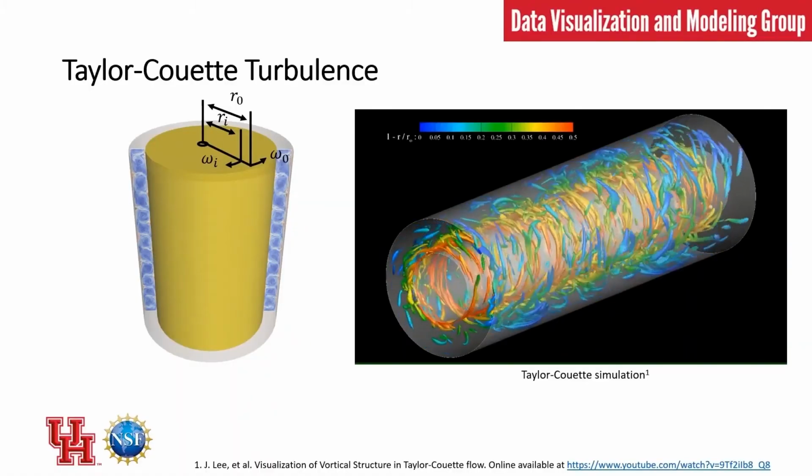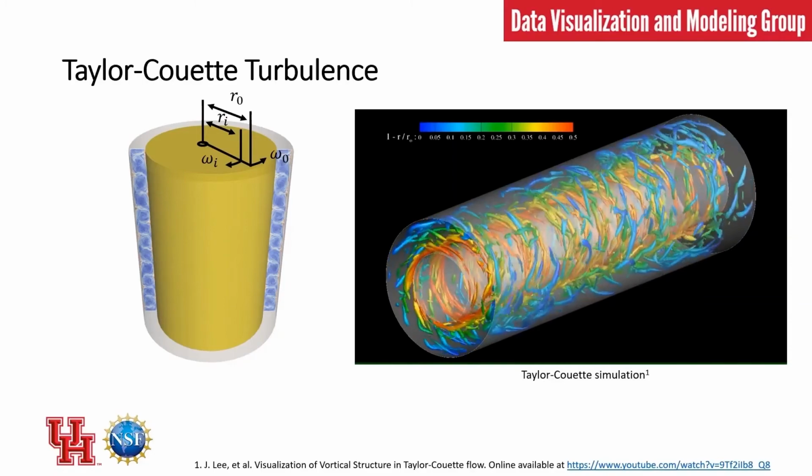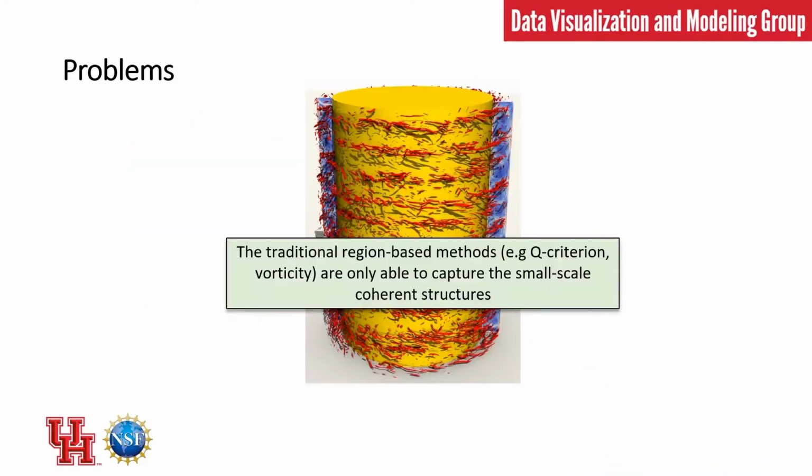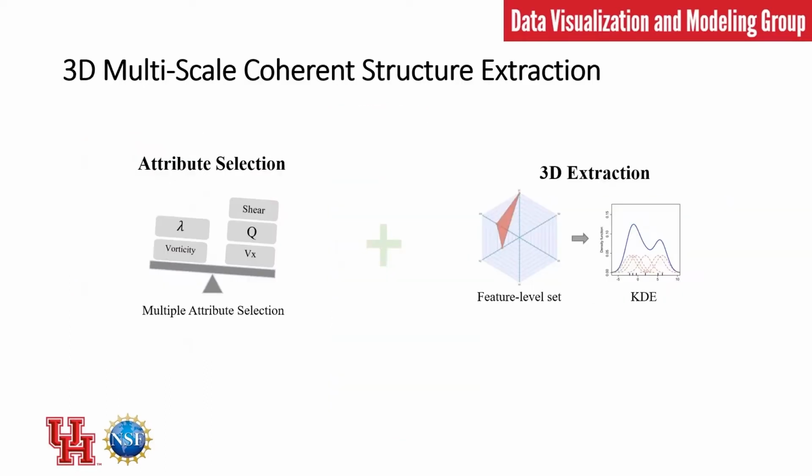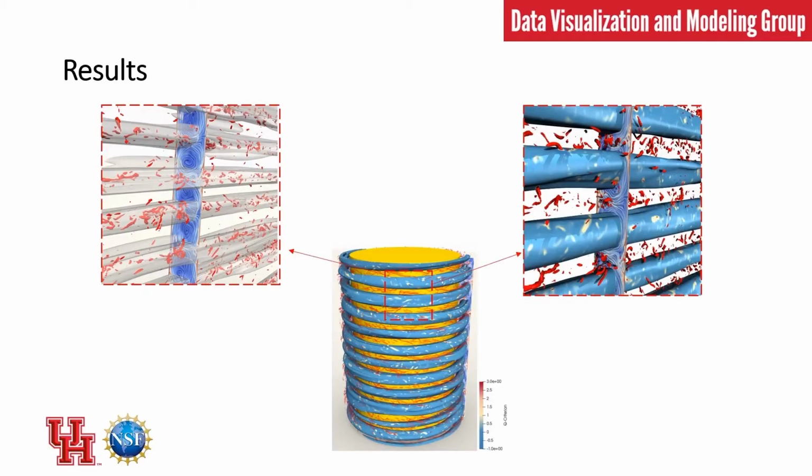Taylor-Couette flow is a turbulent fluid motion created in the gap between two rotating cylinders. The traditional region-based methods are only able to capture the small-scale coherent structure. The detection of the large structure depends on the 2D cross-section, which is not the true configuration. We adapt the feature-level set methods and density estimation to combine multiple attributes and use them as the filter to separate large and small-scale structure.